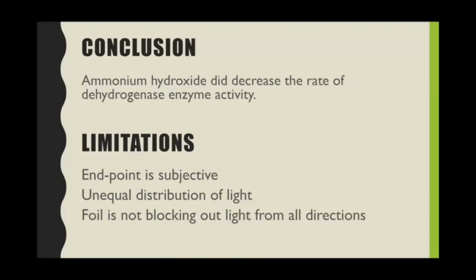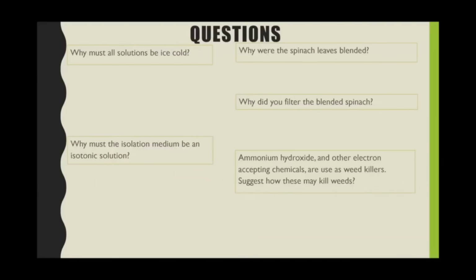Another limitation was the unequal distribution of light, because I was only using that 1 lamp as my light source. So potentially I could add 4 lamps, with a light source pointing from 4 different sides of the water bath, reaching all of the different test tubes. Lastly, the way I set it up, the foil was not blocking out all of the light. Some light could be coming in from the top, so you would need to fully cover, including the top, with foil.